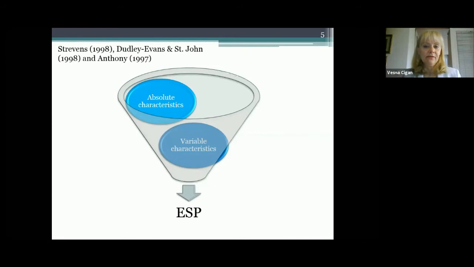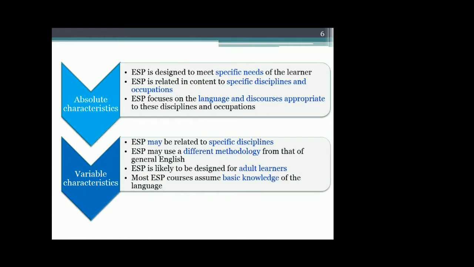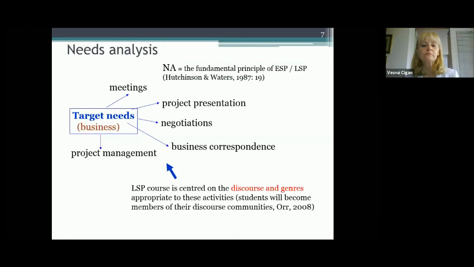Strevens, Dudley Evans, and St. John and Anthony define ESP in terms of absolute and variable characteristics. The task of the ESP teacher is to ensure that all the absolute characteristics and as many as possible of the variable characteristics are contained in an ESP or LSP course. As Hutchinson and Waters emphasize, needs analysis should be the fundamental principle on which the ESP approach is based.